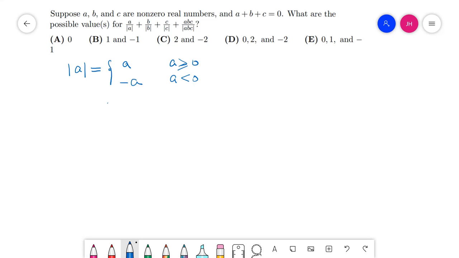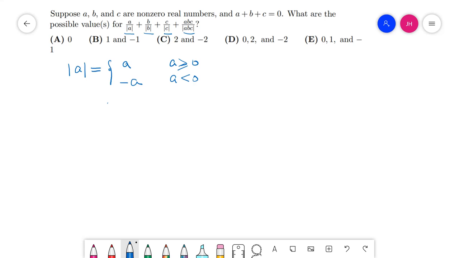So all these fractions, we know that they are either 1 or negative 1. So if the numerator is positive, the fraction is 1. Otherwise, the fraction is negative 1.